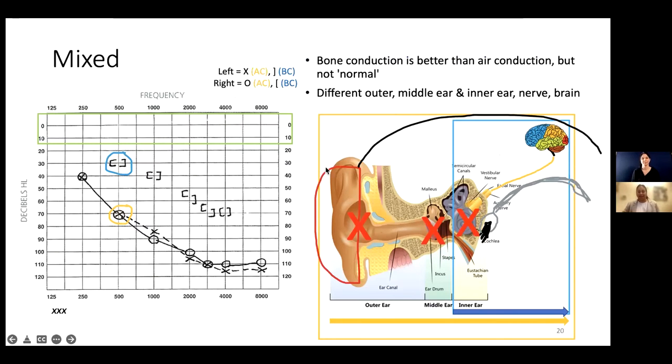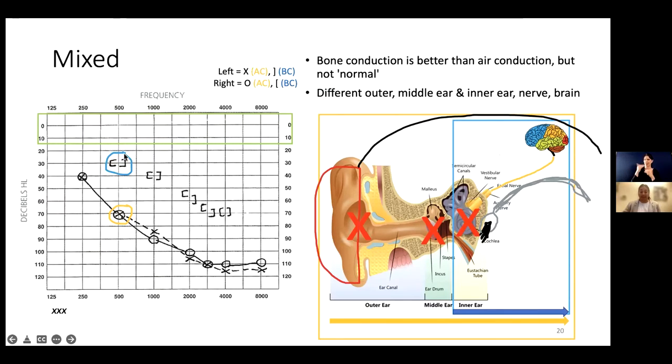And a mixed hearing loss is a combination of a bone conduction and air conduction hearing difference. So let's again start by looking at the child's hearing levels when sound was presented via bone conduction. These left and right brackets here show us that they are able to still hear sound at a much softer level via bone conduction compared to air conduction. However, the bone conduction hearing levels are also outside of the range of typical hearing.